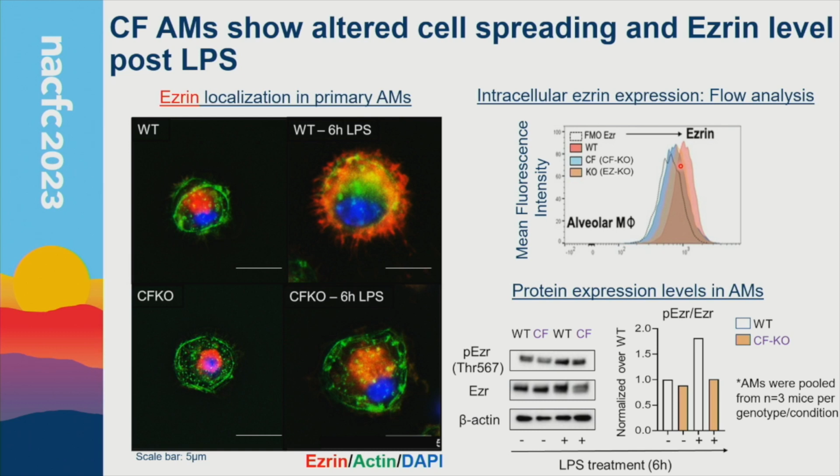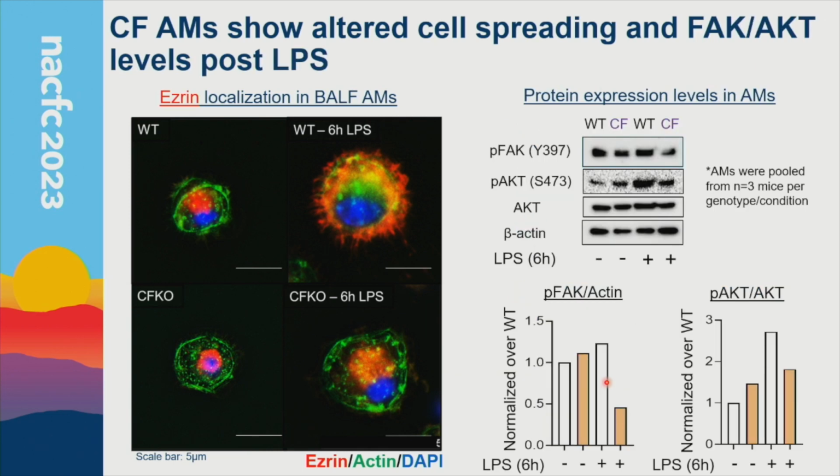And not only the total ezrin levels, but the activation or phosphorylation of ezrin in those primary alveolar macrophages was downregulated in CF alveolar macrophages in response to LPS. Further, as we saw in the lack of ezrin, even in the primary alveolar macrophages, the phosphorylation of FAK and phosphorylation of AKT was downregulated in CF primary alveolar macrophages in response to LPS. So this shows the importance of ezrin in cell adhesion and cell survival.